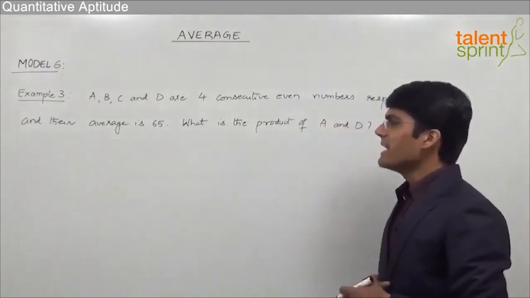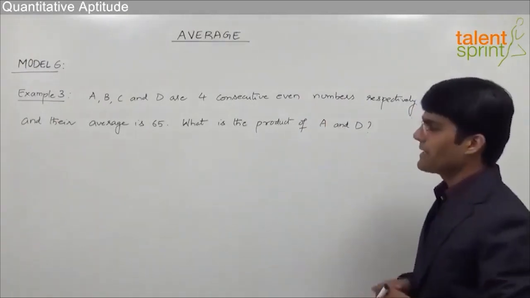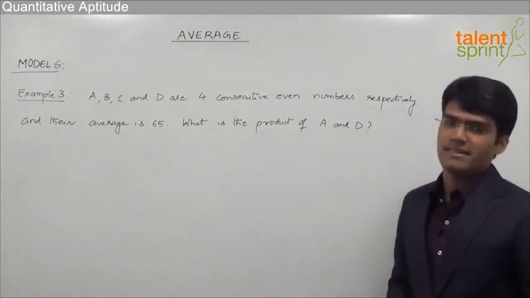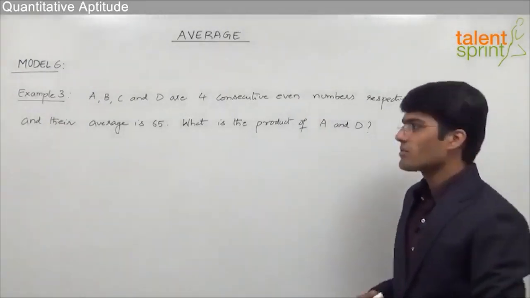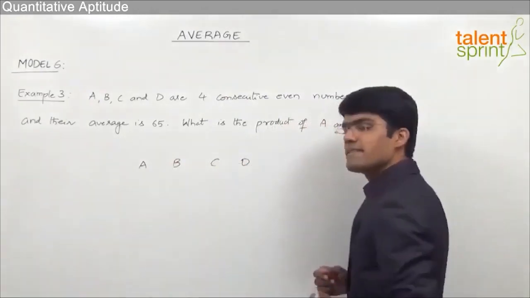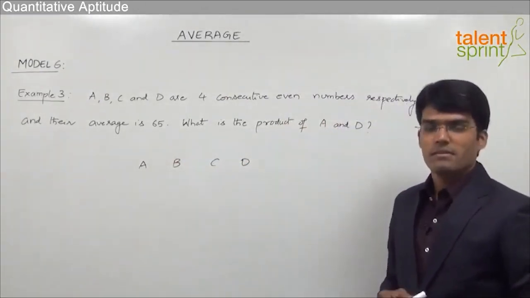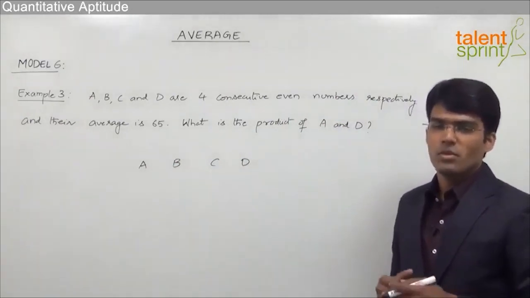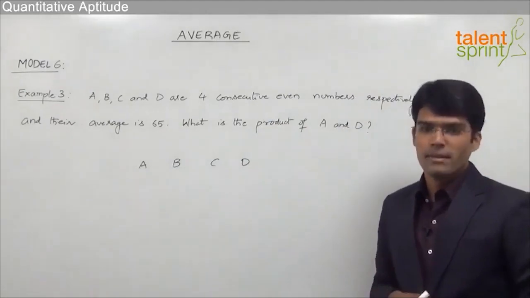The question here is, A, B, C and D are 4 consecutive even numbers respectively and their average is 65. What is the product of A and D? So as given in the question, we have 4 consecutive even numbers A, B, C and D, and the average of these 4 numbers is 65. Now from the points that we have discussed, we know very well that the average of consecutive numbers should always be the middle number.